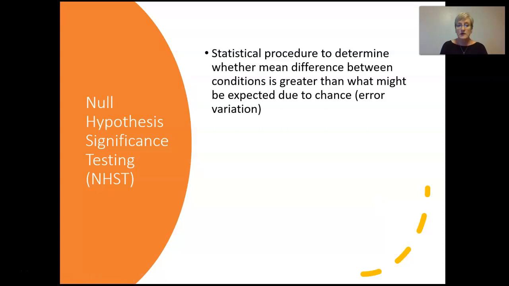As I said before, you randomly assign people to groups. Let's say you have a design that's a simple one. You have an experimental group and a control group. Just by random error, there are going to be some differences.